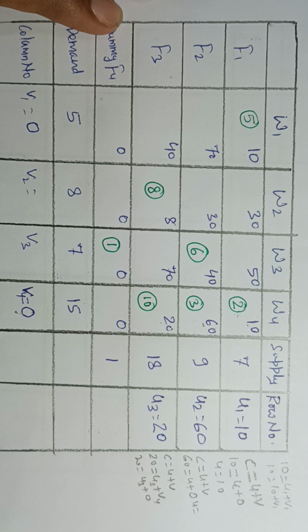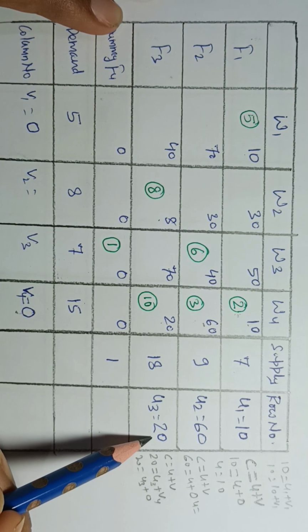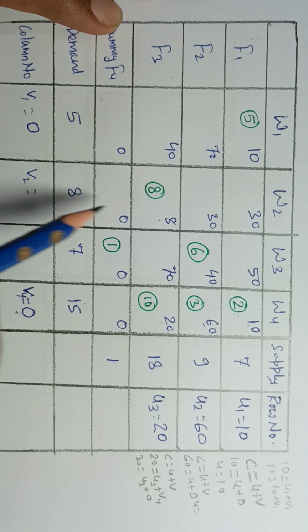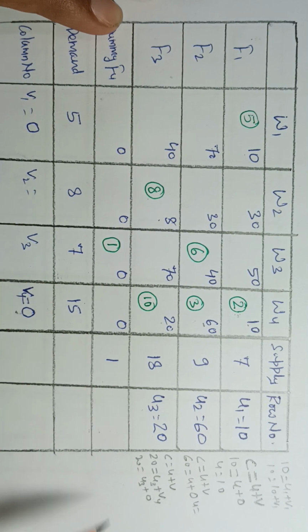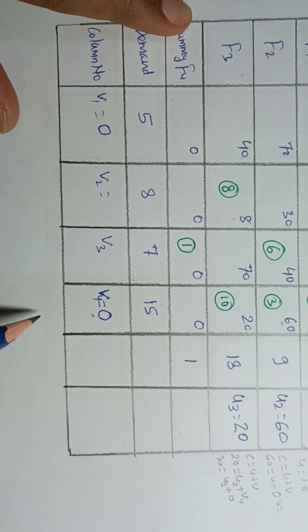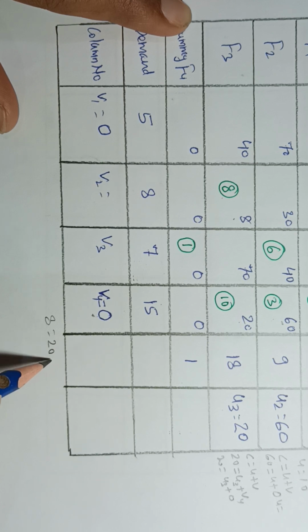Like this we will calculate V2. In the case of V2, see here, we will take C equal to 8, and the value of U3 plus V2. So 8 equals U3 plus V2. How can we calculate it? I will show you. 8 equals U3, that is 20, plus V2.